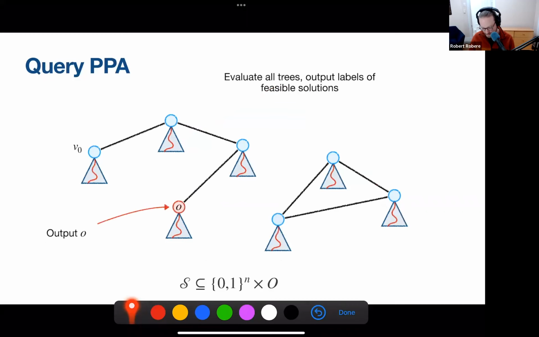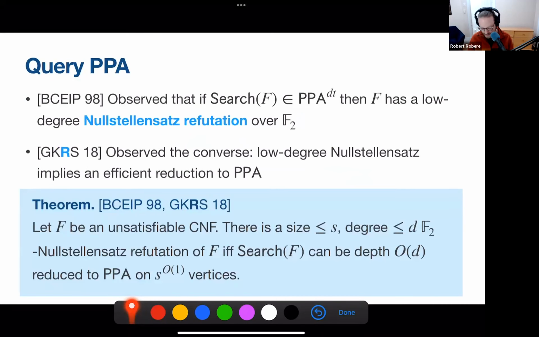So maybe I'll just skip past my example here because I'm running a little bit low on time. But I can say, if we look at the query version of PPA, which is defined by decision tree reductions to this handshaking lemma, then in one direction, Beame et al. observed in the 90s that if I have a PPA reduction, then I get a low degree Nullstellensatz proof. And we recently observed the converse: low degree Nullstellensatz over F2 gives a reduction to PPA. So in fact, PPA decision trees are exactly the same as low degree Nullstellensatz over F2.